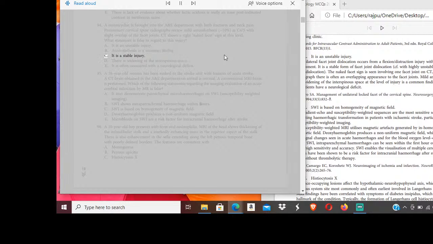Anterolisthesis is a common finding. C. It is a stable injury. D. There is widening of the interspinous space. E. It is often associated with a neurological deficit.